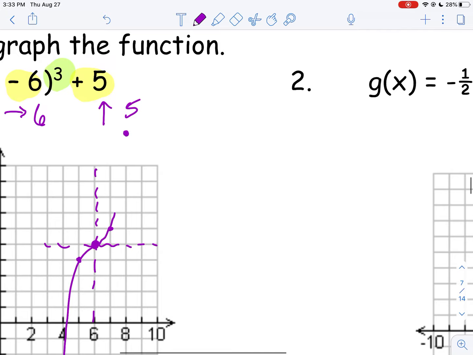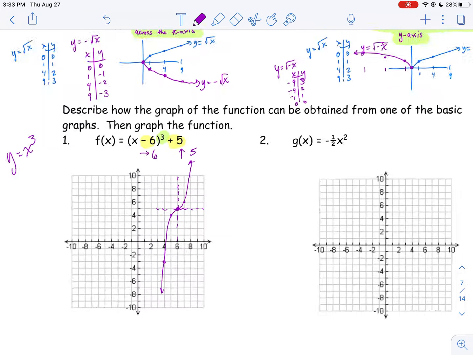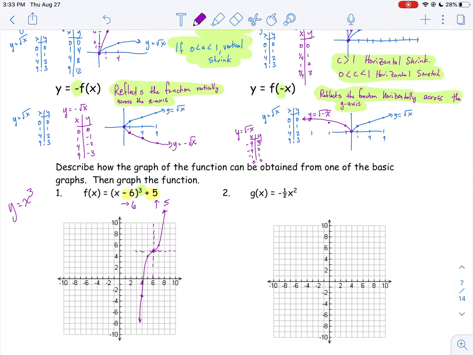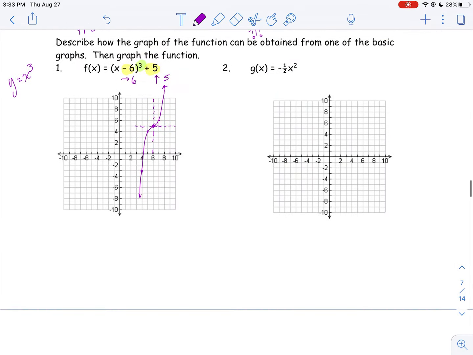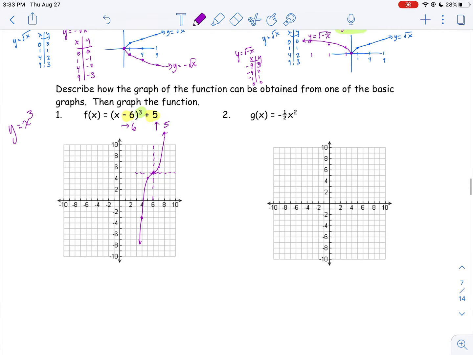And then I can graph my function. And do you see that this purple graph is similar to this blue graph, only it's over 6 up 5. There we go. Alright, let's take a look at the next one.